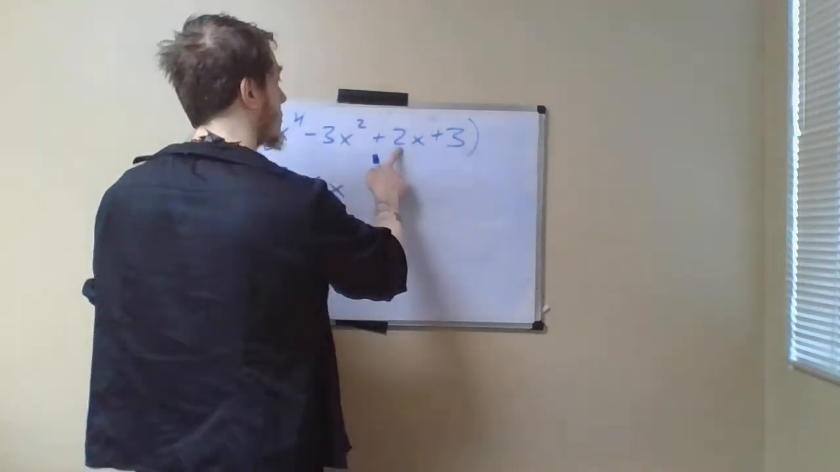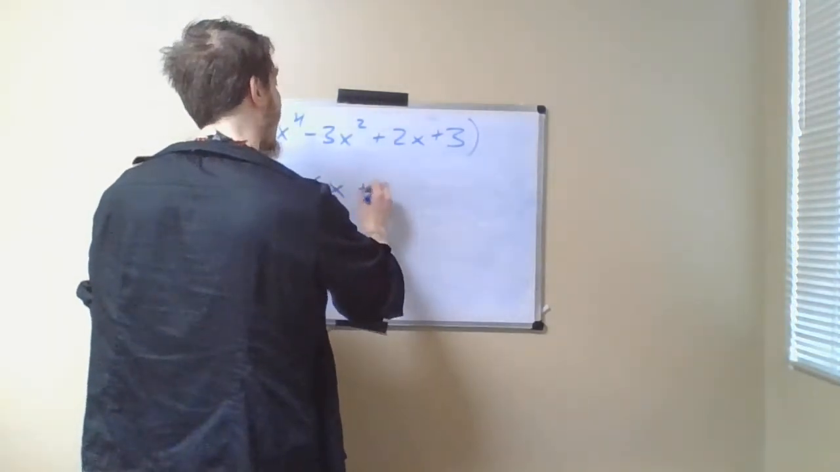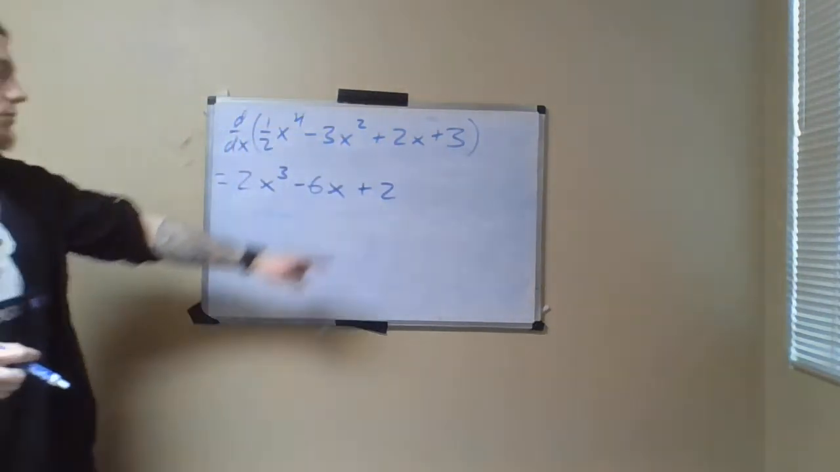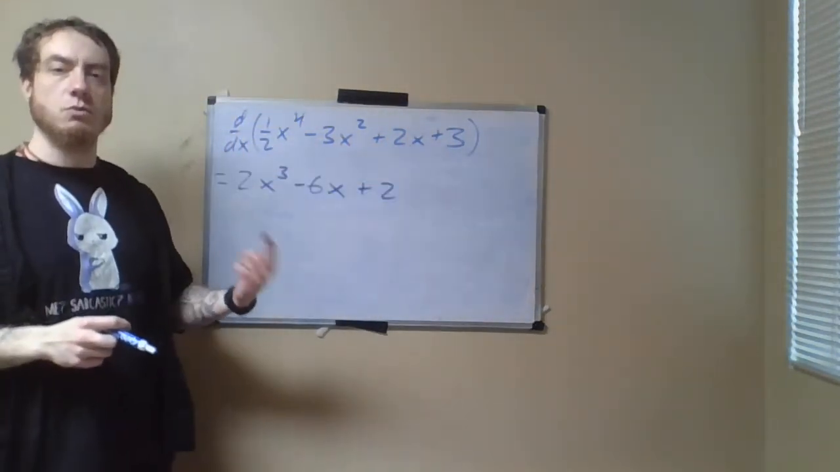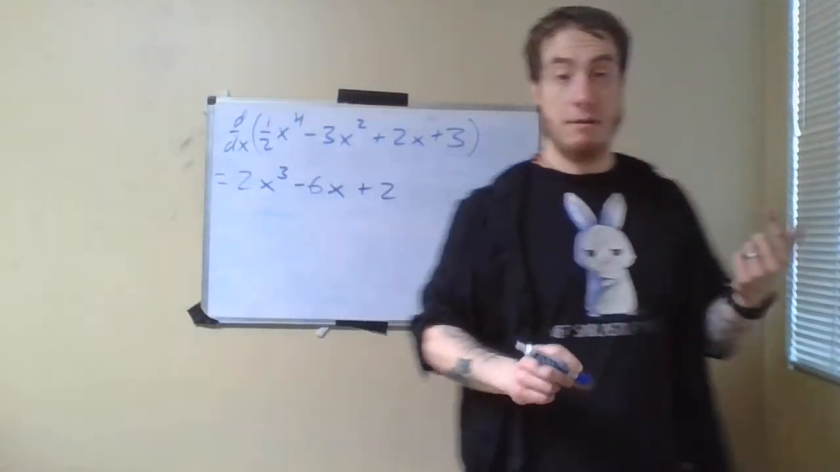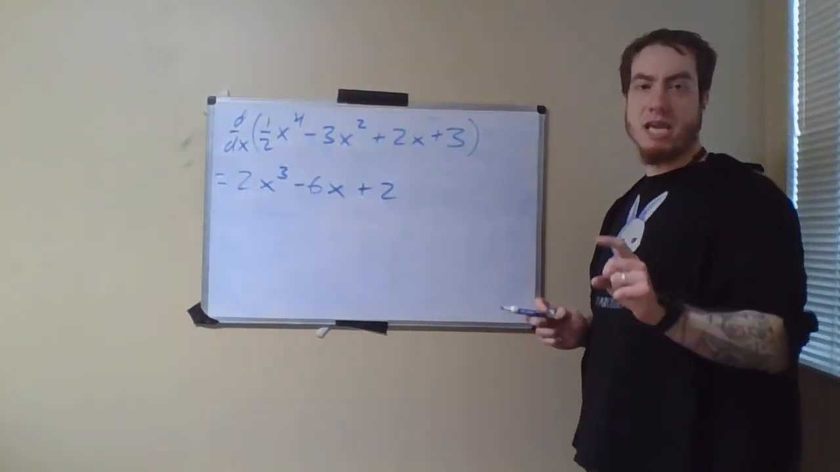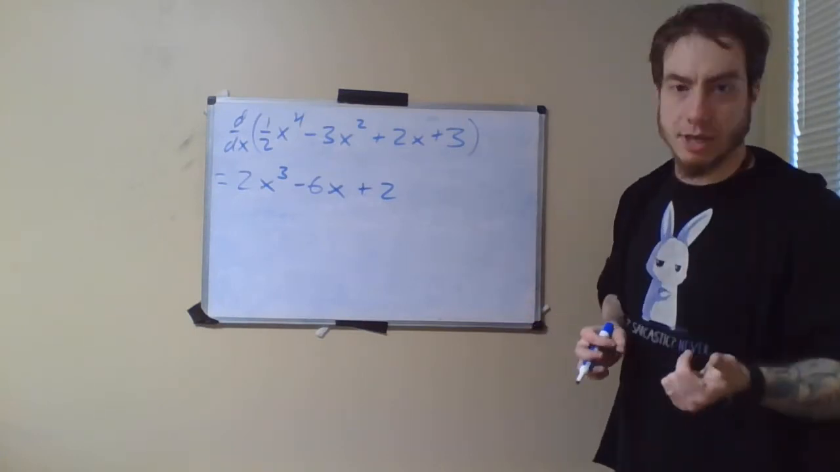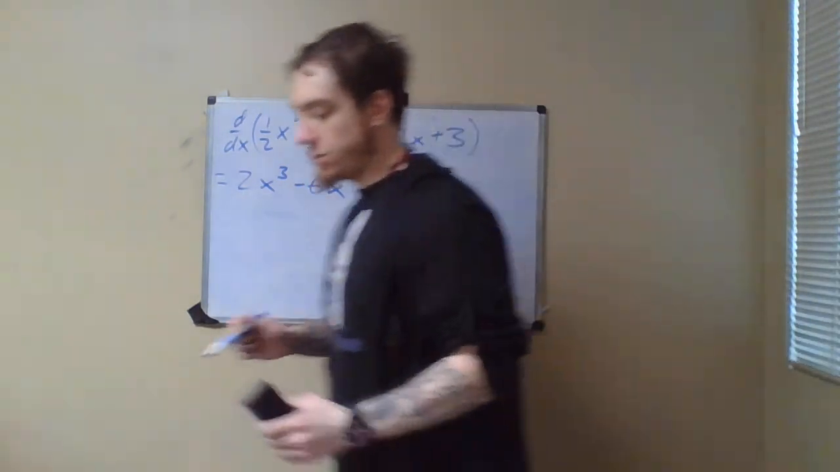Now, the next one is 2 times the derivative of x. That's just 2 times 1. I'm just going to leave that as a 2. So remembering that the derivative of x is 1, we have 2 times 1, and we're done. And what is the derivative of a constant? Do you remember? We figured that out right at the beginning. The derivative of a constant is 0, so that just goes away entirely.